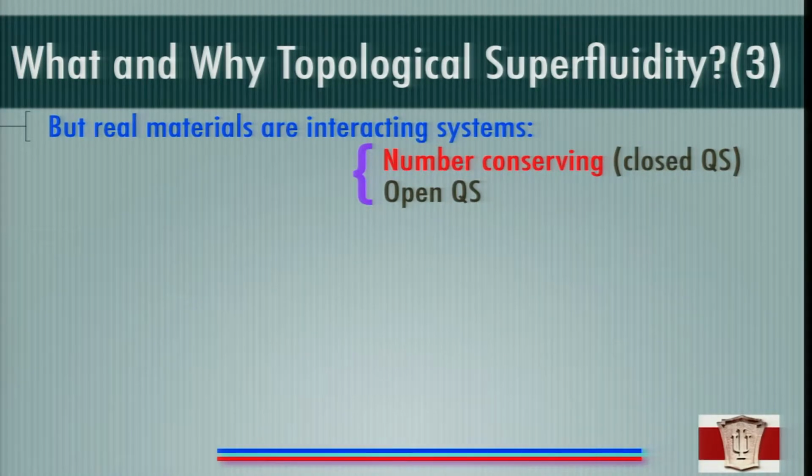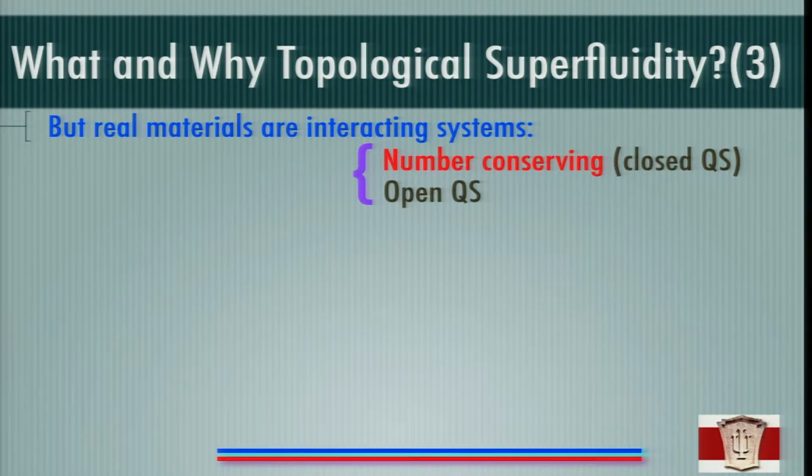But real materials are interacting systems, and in general, number conserving. This number conservation is an important concept, in particular in the context of superfluids or superconductors. Of course, you can have open systems, in which case number conservation may not be an issue, but in general, number conservation is an issue.